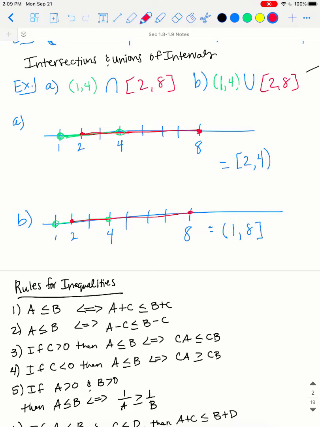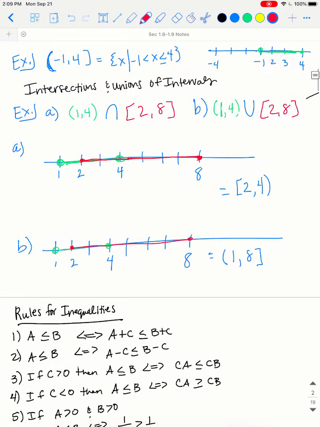So the intersection is what values are in common to both. So what values are in the left interval and the right interval. We know that 2 is included in both, because that's where the green and the red overlap. So we're looking for those values. So it's 2 to 4 that is the overlap, but then we also don't include 4 because it wasn't in the green. So our interval is 2 with the closed bracket and then 4 with the open.